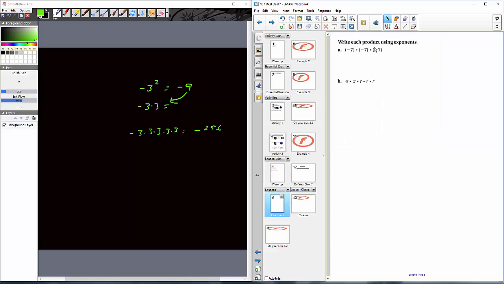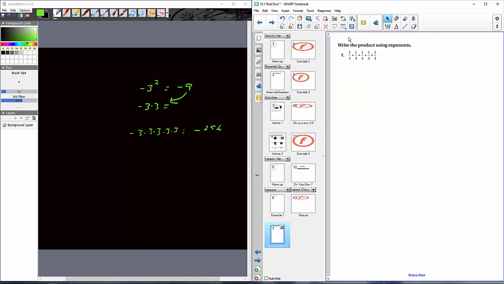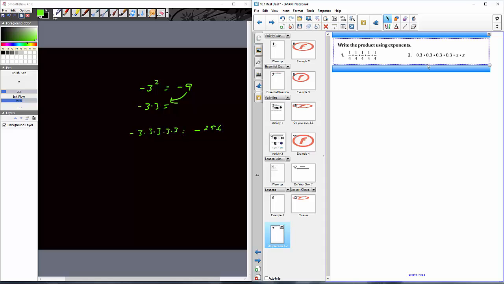So it says here, write an exponent product using exponents. If I look here, they're all in parentheses, so it will be negative 7 to the third power. This one here is going to be pi squared and then r cubed, so pi squared times r cubed. This one here is going to be 1/4 to the fifth power. It'll be in parentheses. This is negative 0.3 to the fourth, x to the second.